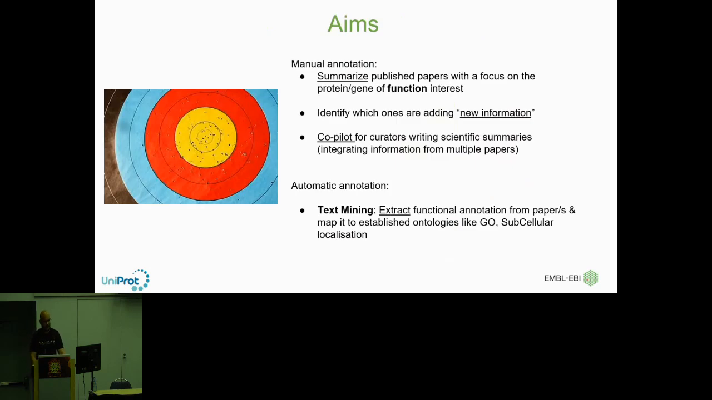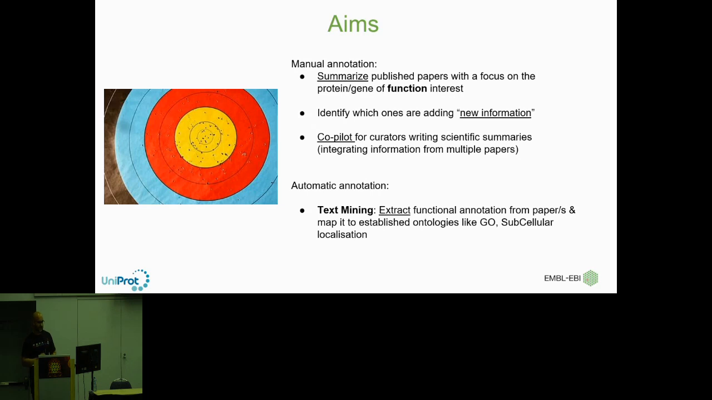Our aim is that we use large language models for manual annotation. How? By summarizing papers for curators with a particular function or gene of interest, distinguishing papers which are bringing in novel information, and then trying to integrate it with the large data sets. Once we have all the information from one paper and several papers, we want to assist the curators as a co-pilot to make accurate, concise, and clear summaries, so that it is easier to curate those GO terms.